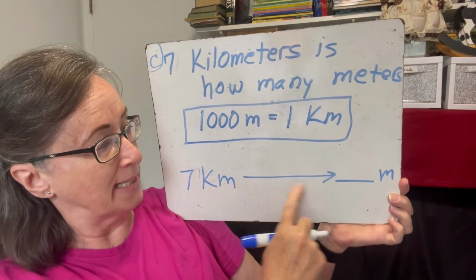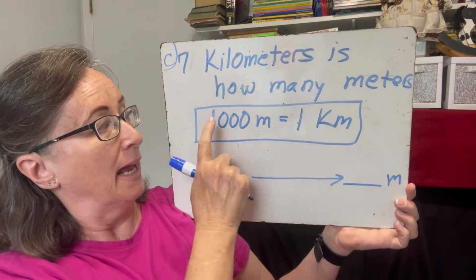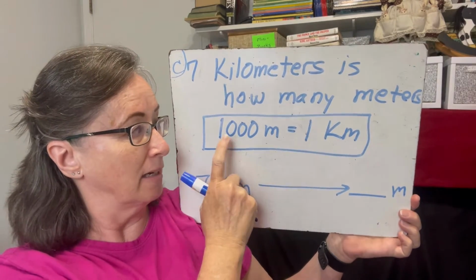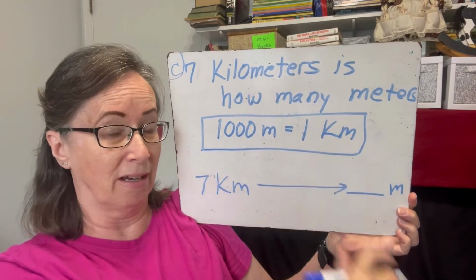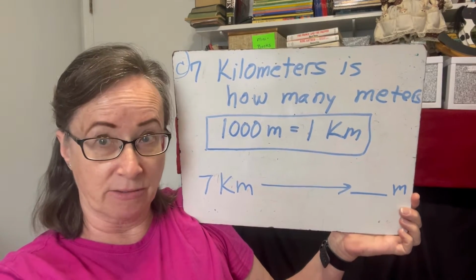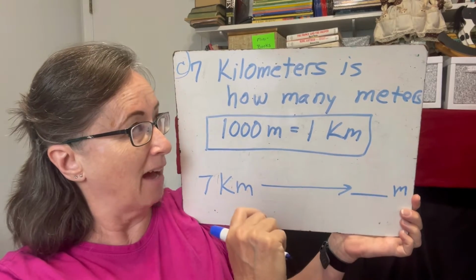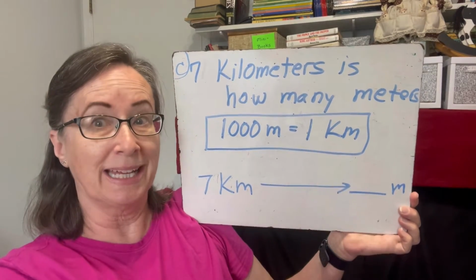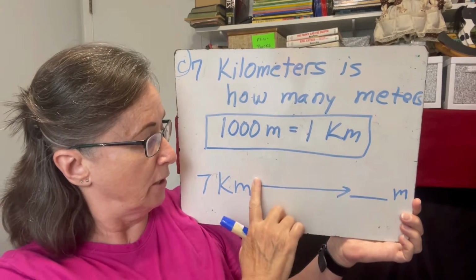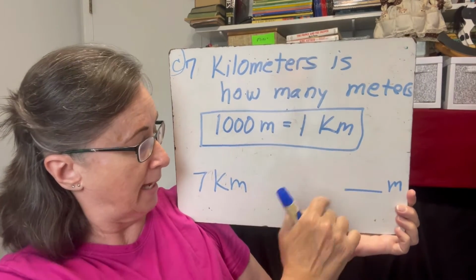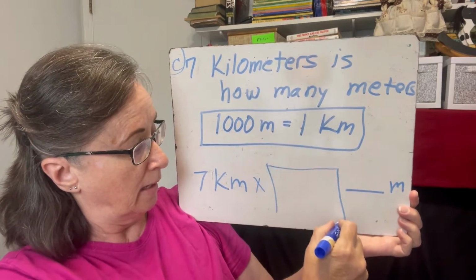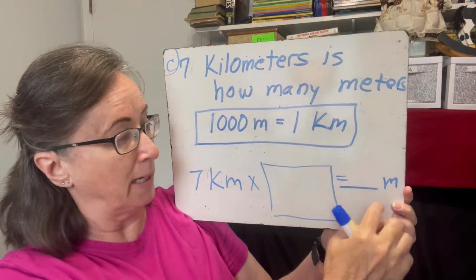7 kilometers is how many meters? You look into that little book chart and you find that 1,000 meters is 1 kilometer. So kilo means 1,000, and there are 1,000 meters in every kilometer. So what we're going to do is come down here. We're going to say, okay, 7 kilometers times something is going to give me how many meters.